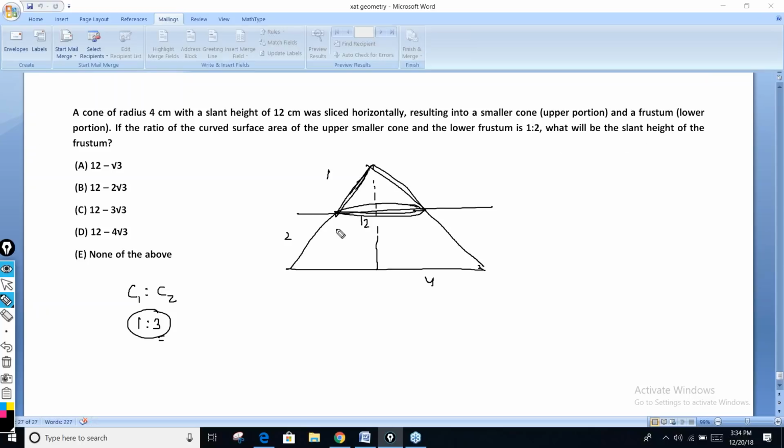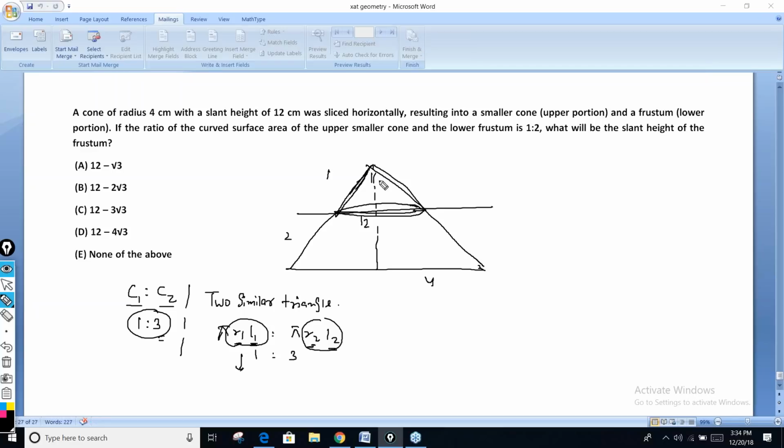What will be the slant height of the frustum? We need to find out the slant height. This cone and the bigger cone are like two similar triangles. If there are two similar triangles, every side will be in the same ratio. So if the curved surface area, which is pi r L, is in the ratio of 1 is to 3, can I say radius and slant height will also be in the same ratio? That will also be in the ratio of 1 is to 3, right?